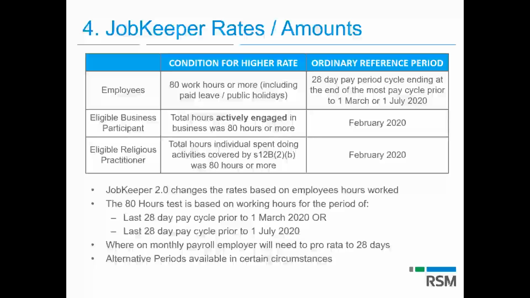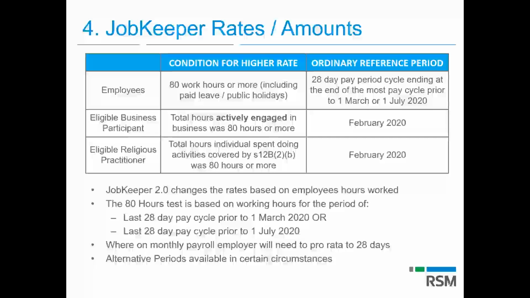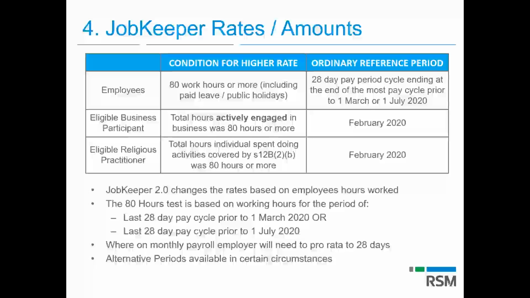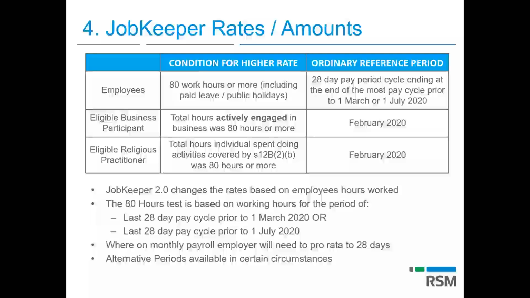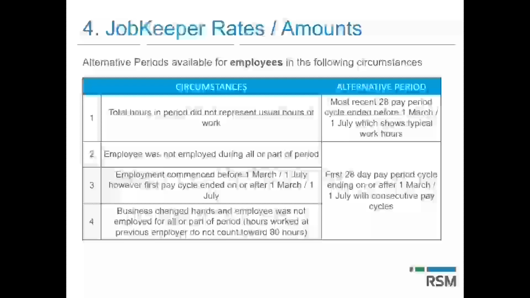And where an employee is employed in both the period before 1 March and 1 July, the employer must review the hours in both of these periods and base the rate on the higher number of hours. And I've got an example around this shortly.